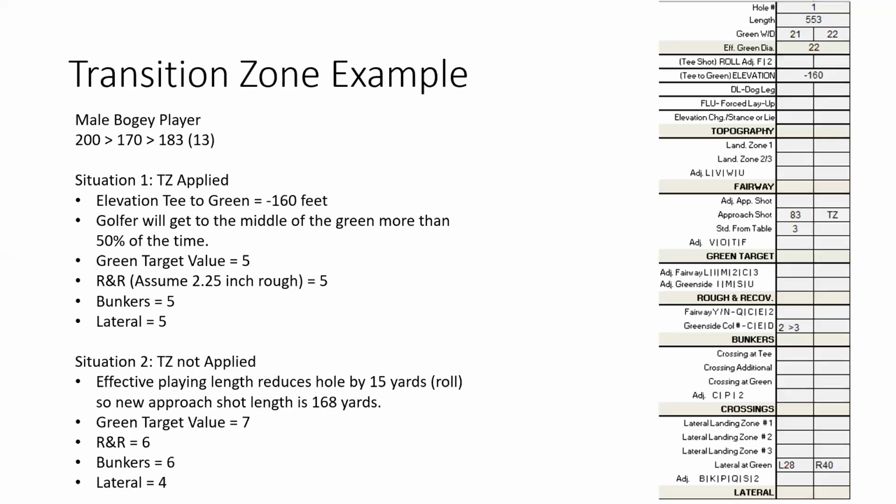Basically it's saying that you're not going to average any of this other stuff. The green target has been averaged for you with that column, but you're not going to average topography, fairway, crossing, lateral retreat. Bunkers and R&R are based on the green target, so they're already averaged, you're not physically doing it, you're just using the target.